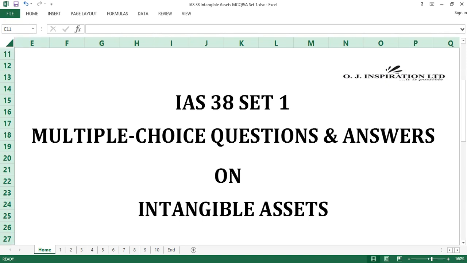It's dedicated to providing complementary and supplementary education on International Financial Reporting Standards (IFRS) through a multiple-choice question and answer approach. It is intended to make learning or intellectual assurance fun. In this session, we shall be considering 10 questions of set 1 to which the answers have been provided on IAS 38. This is the standard on intangible assets.